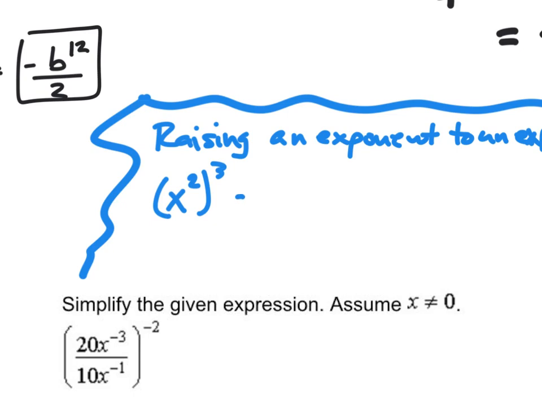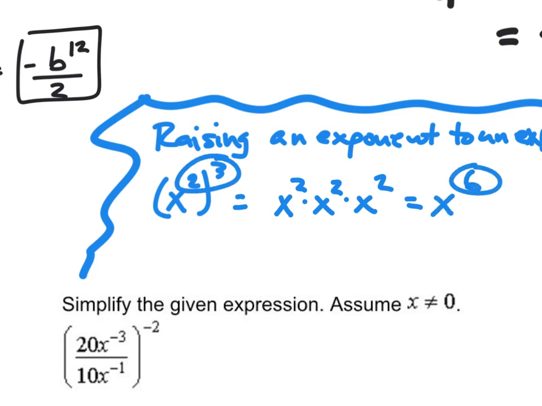To think about what that means, I have x squared times x squared times x squared. If we add those together, that's going to give me a total of x to the sixth. So how do you use the numbers 2 and 3 to get 6? The reason is that you multiply your exponents. So multiply exponents.